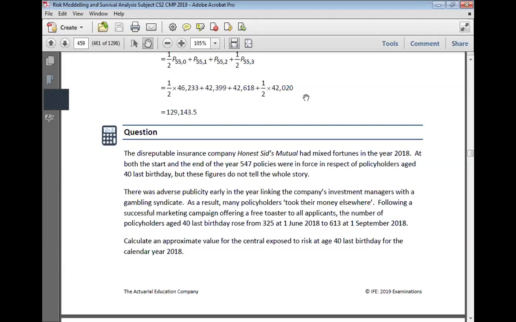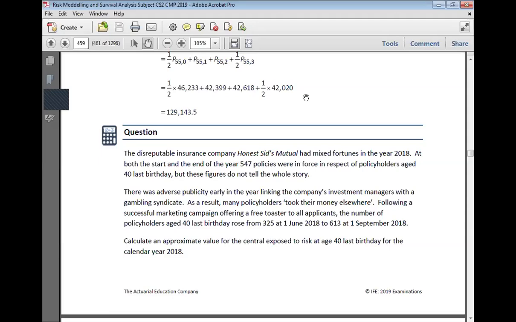Yes, ma'am. There was adverse publicity early in the year linking the company's investment managers with a gambling syndicate. As a result, many policyholders took their money elsewhere. Following a successful marketing campaign offering a free toaster to all applicants, the number of policyholders aged 40 last birthday rose from 325 at 1 June 2018 to 613 at 1st September 2018.